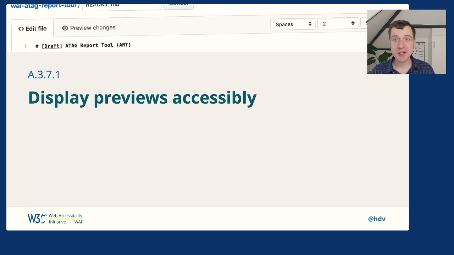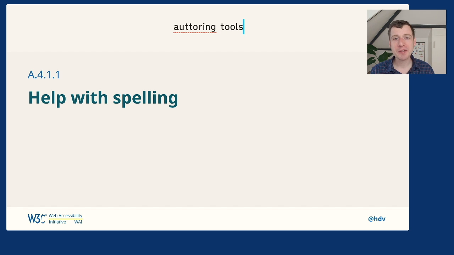Another recommendation in ATAG is about displaying previews accessibly, because most content management systems or authoring tools in general, plugins as well, will have some way to preview the content that you're working on. And this criterion is about making sure that that content is accessible as well. Or you can think of things like helping with spelling. Some people may have dyslexia and they're editing some content. You can help them a great deal by helping them correct their spelling.